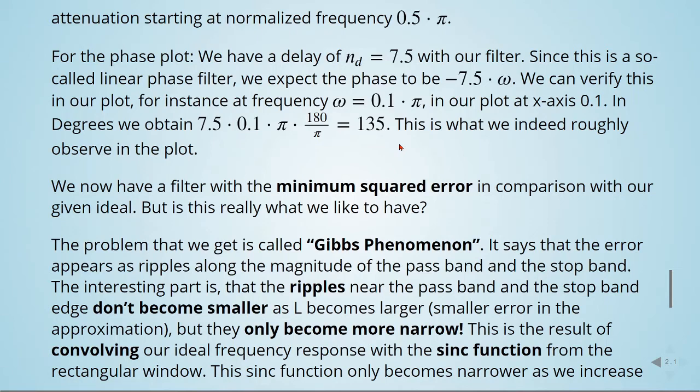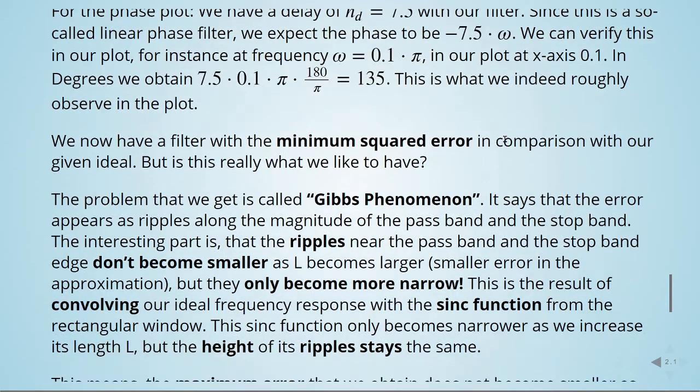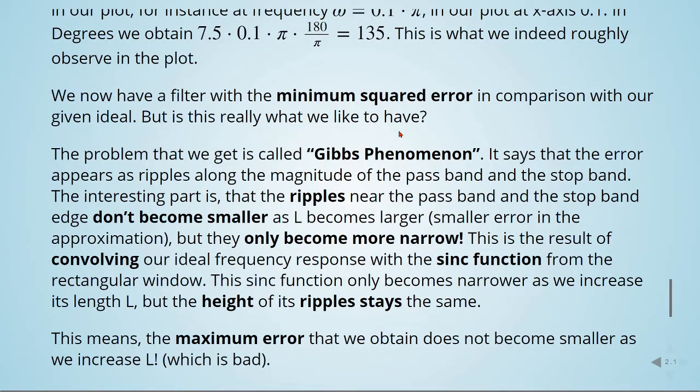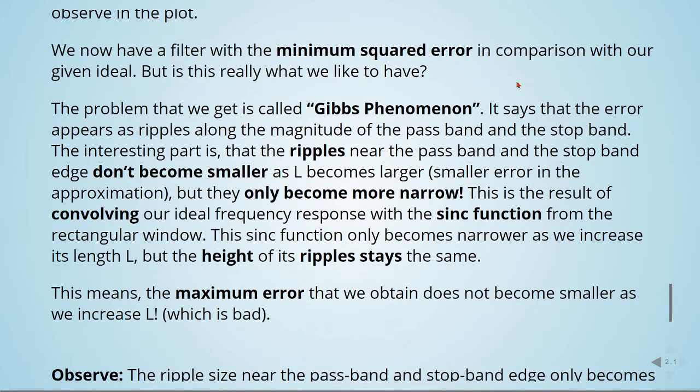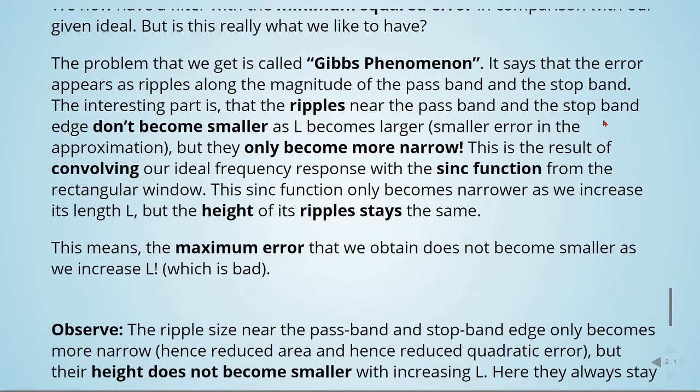Now we have a filter with the minimum squared error in comparison with the ideal filter, but this is not really what we would like to have. The problem is that we get the so-called Gibbs phenomenon. It says that the error appears as ripples along the magnitude of the passband and the stopband. The interesting part is that the ripples near the passband and stopband don't become smaller as L becomes larger, but they only become more narrow. This is the result of convolving our ideal frequency response with the sinc function from the rectangular window.